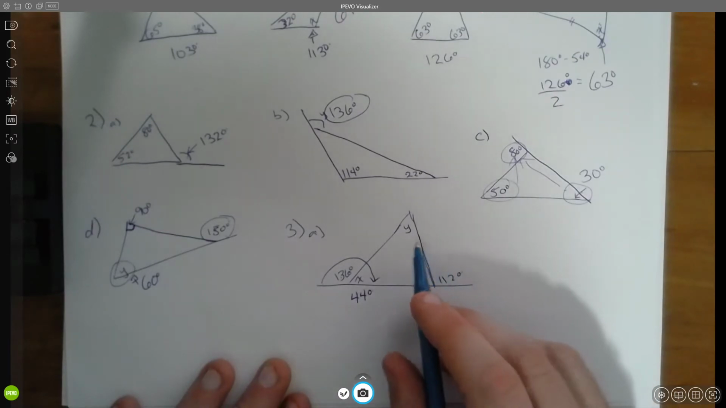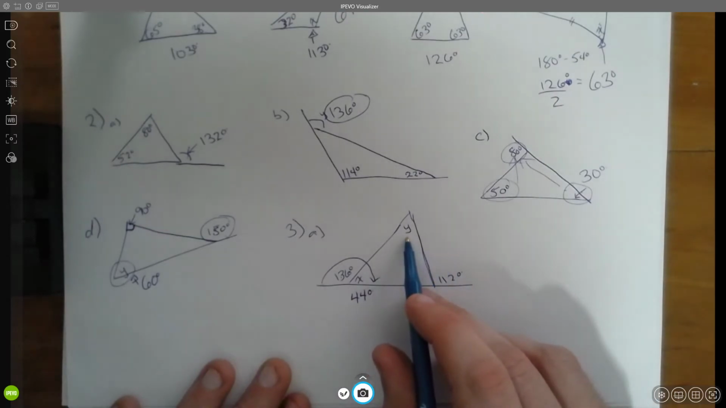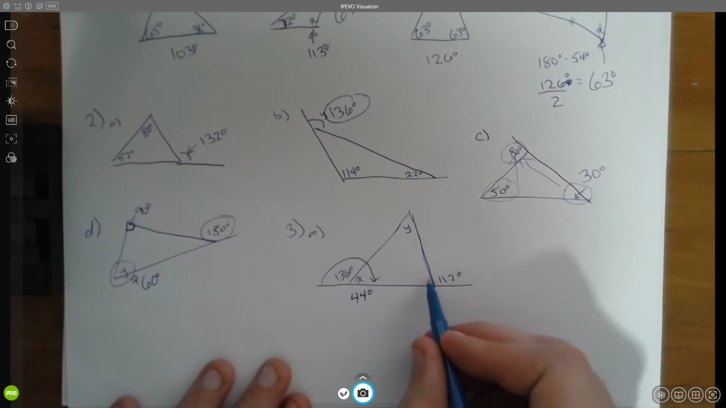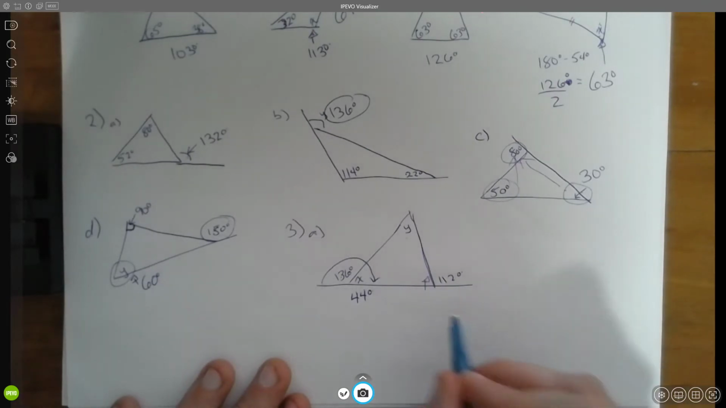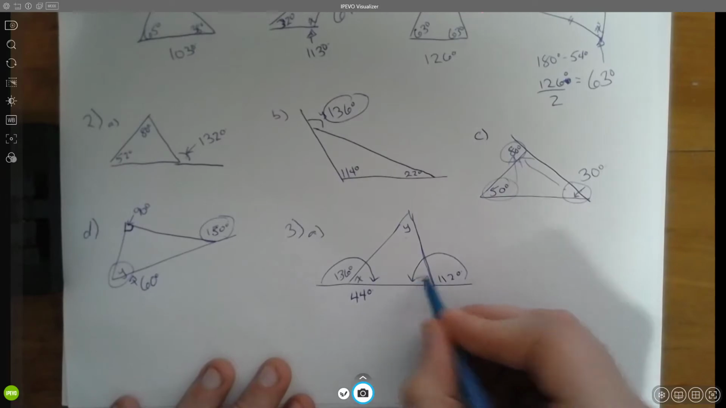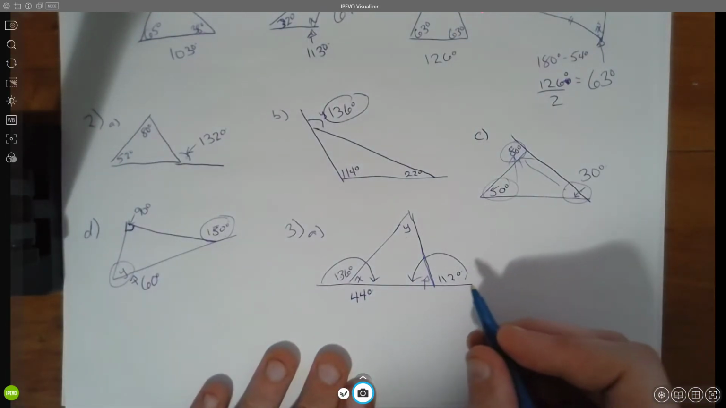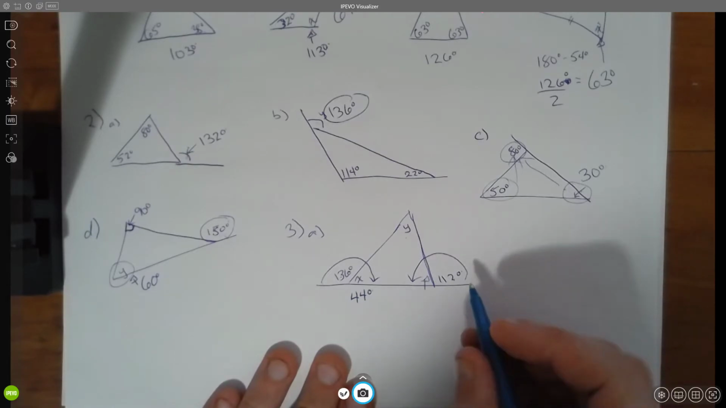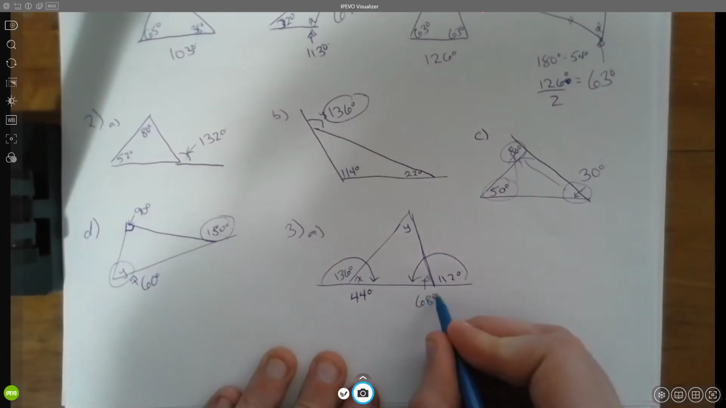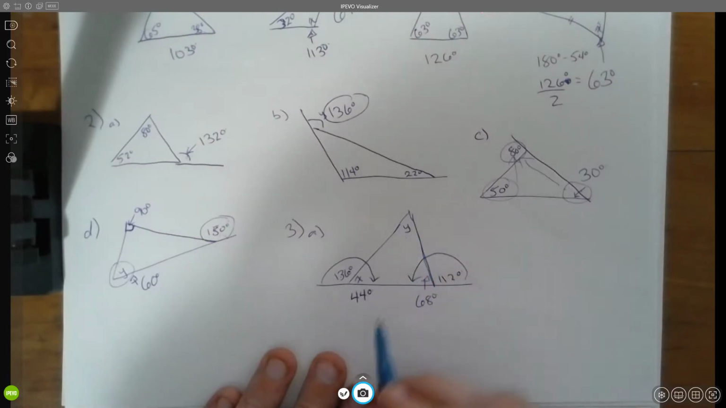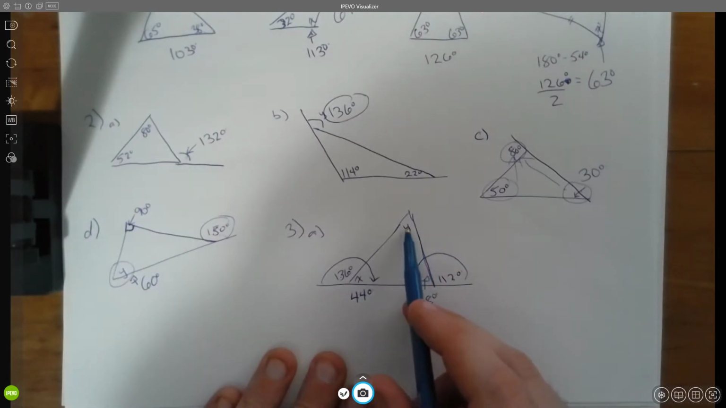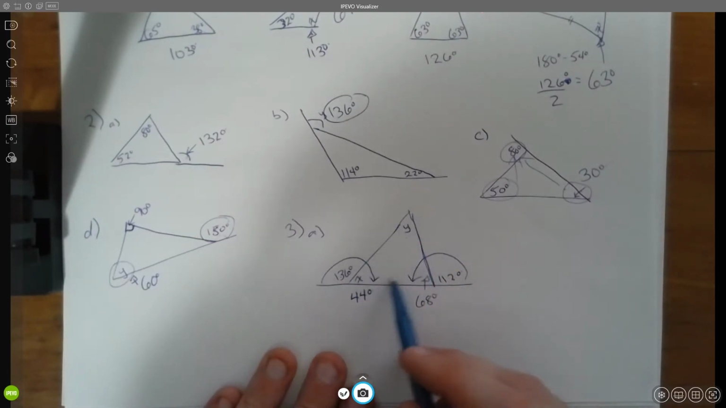Now, in order to figure out our Y value here, we're going to start by figuring out this missing one first. What's left here from the 180? Well, if this is 112, 180 minus 112 is going to give us 68 degrees. And we know that Y must be whatever's remaining. The triangle is 180 degrees. This is 44. This is 68. Okay, or 112 degrees total.